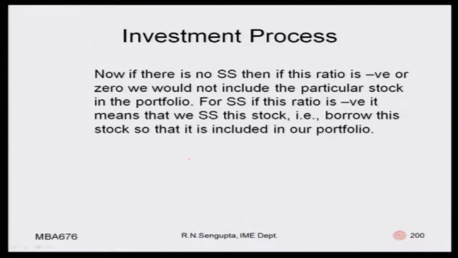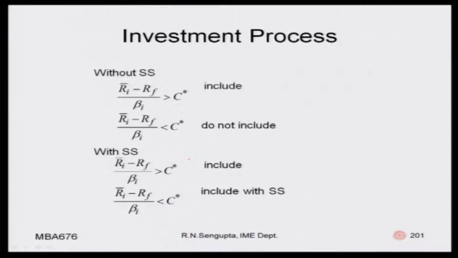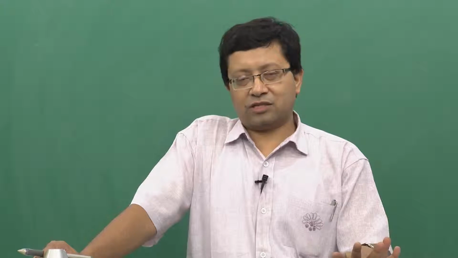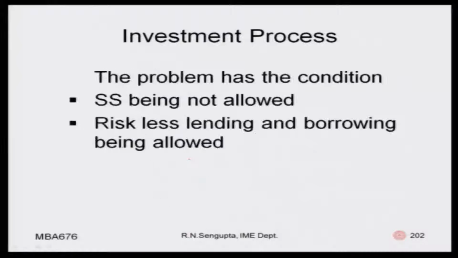Now if there is no short selling, then if this ratio is negative or 0, we would not include that. If there is short selling and the ratio is negative, obviously we would include that. That means we are going back to the concept of Lintner's definition, and all these things we will see in a simple case. So without short selling, if the ratio is greater than some C star, we include. If it is less than C star, we do not include. That means all the values of the weights would be 0. And with short selling being there, if they are greater, we include, and even if they are less, we will include, but in the short selling sense.